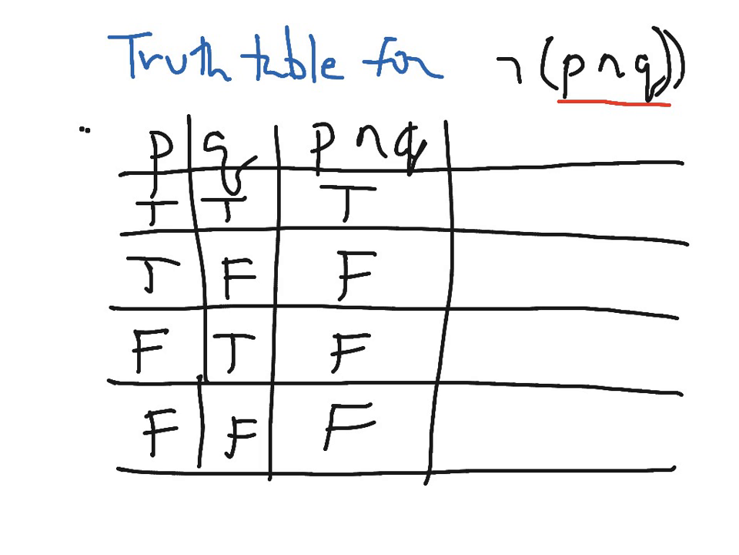Now when we finish up and do the not of that, all we have to look at is this column here. So we can ignore the first 2 columns and look at the third column, and the negation sign says to flip the true false values, switch them. So T goes to false, false goes to true, false goes to true, and false goes to true.